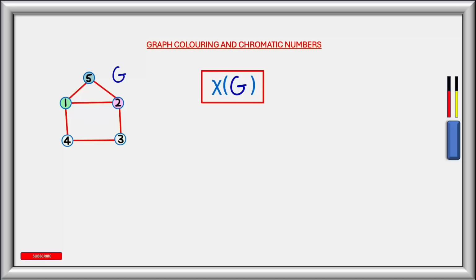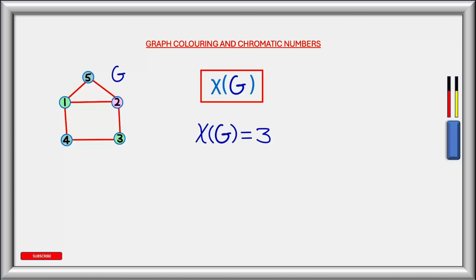Now let's look at vertex 3 and 4. Vertex 4 is adjacent to vertices 1 and 3. So we can use blue for vertex 4, since vertex 1 is green and vertex 3 is yet to be assigned a color. Now for vertex 3, which is adjacent to vertices 2 and 4. We need to avoid the colors pink and blue. So let's make it green. And so we've colored the whole graph with 3 colors. So for this graph, chi of g is equal to 3.